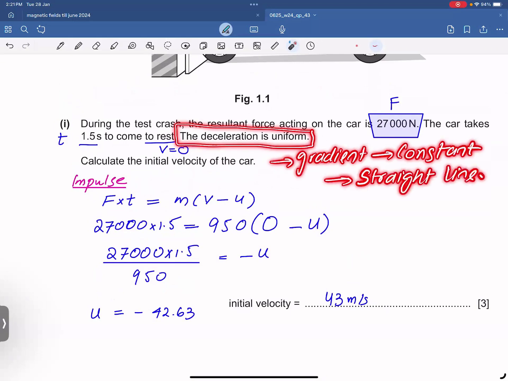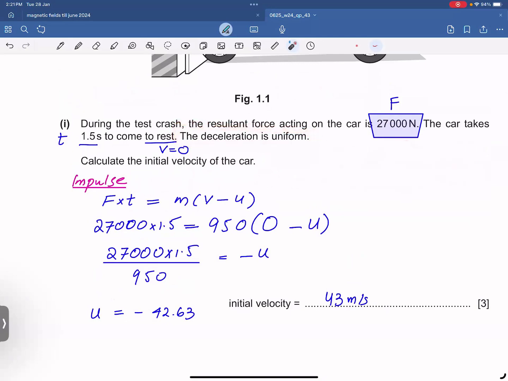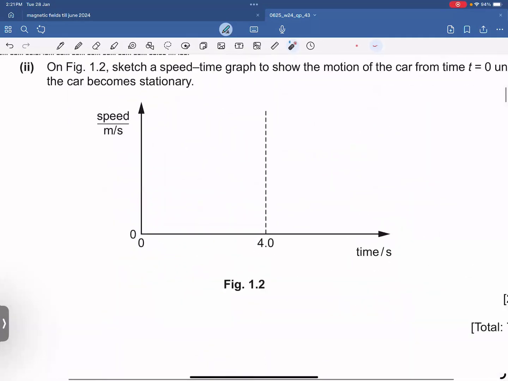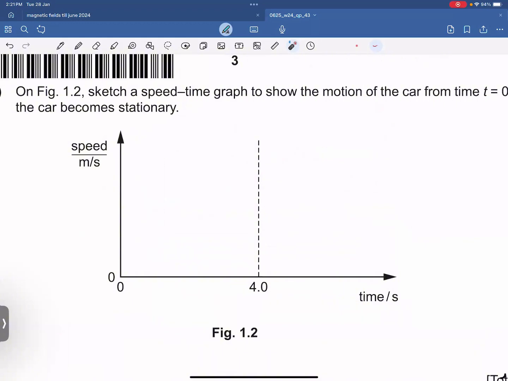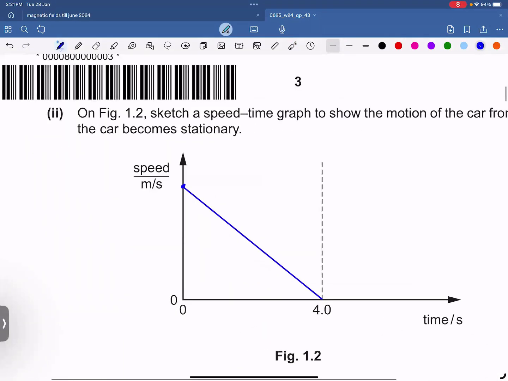Graph has to be a straight line. So go back, make a straight line until it stops with the help of a ruler. So you will have this graph. Initial velocity, what you just calculated, 43. This number is 43 and until you become 0.